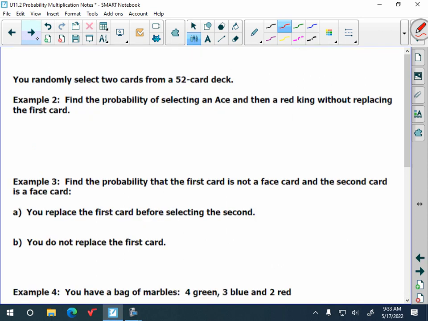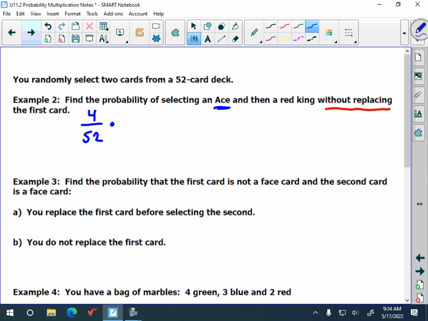All right, example 2. We're going to look at a deck of cards. Find the probability of selecting an ace, then a red king, without replacing the first card. Right, so here, those are the key words, without replacing. All right, so we're going to first find the probability of getting an ace. So there's 4 aces, so 4 out of 52.